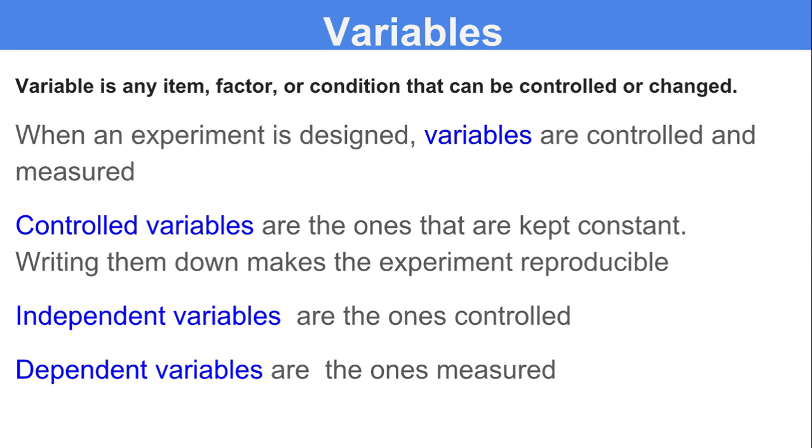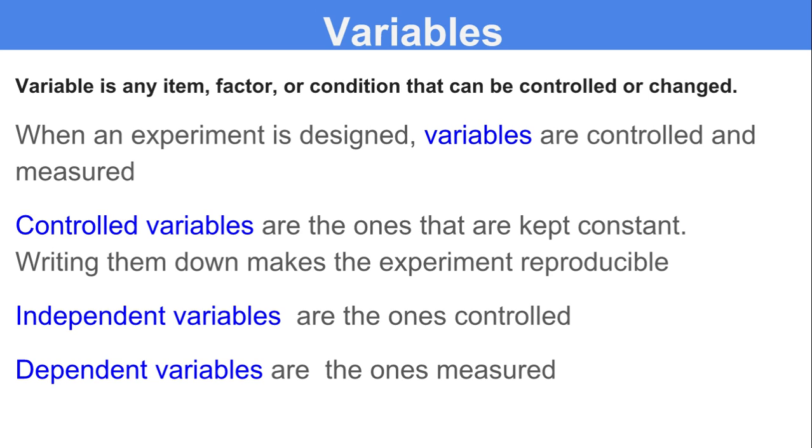And I wanted also to refresh a little bit our understanding of variables. What are variables? Variables are any item, factor, or condition that can be controlled and changed. And when we design an experiment, variables are controlled and measured. Controlled variables are the ones that are kept constant. We have to have certain variables kept the same so we can better control the one that we change. So when we measure, we have the right outcome.